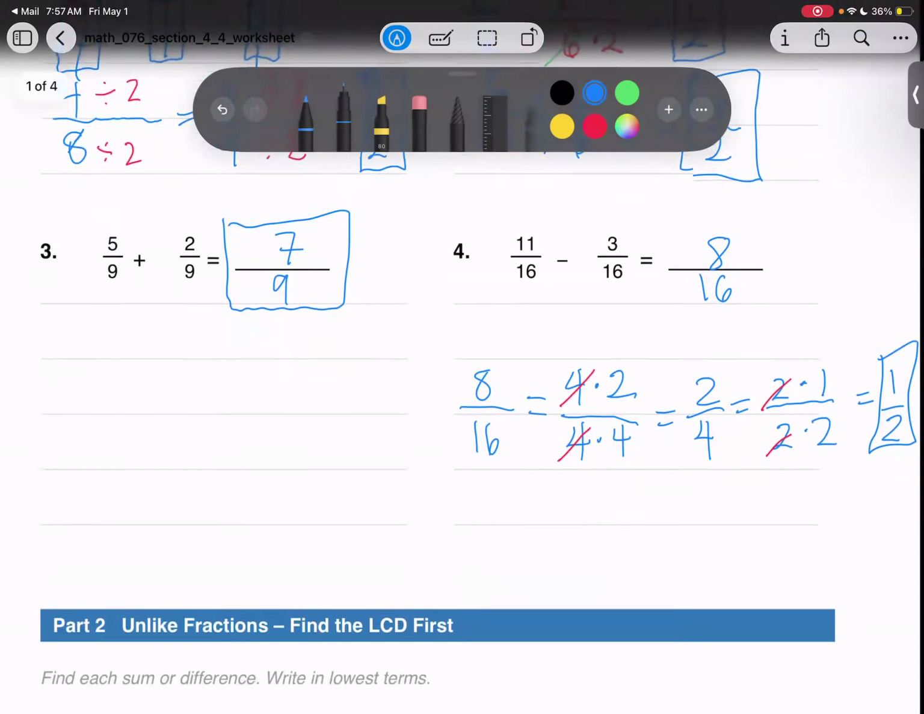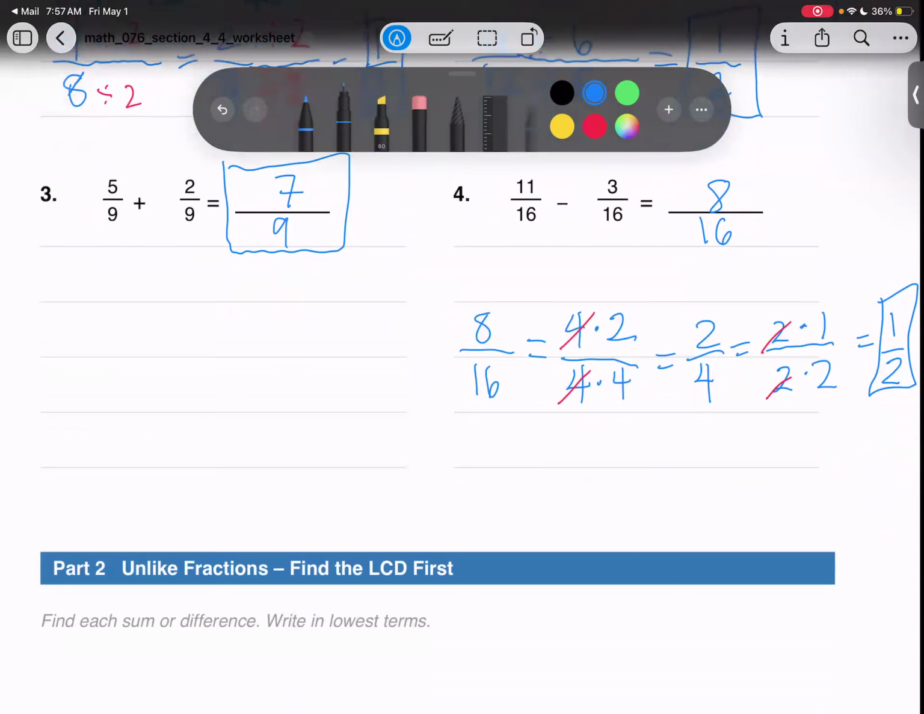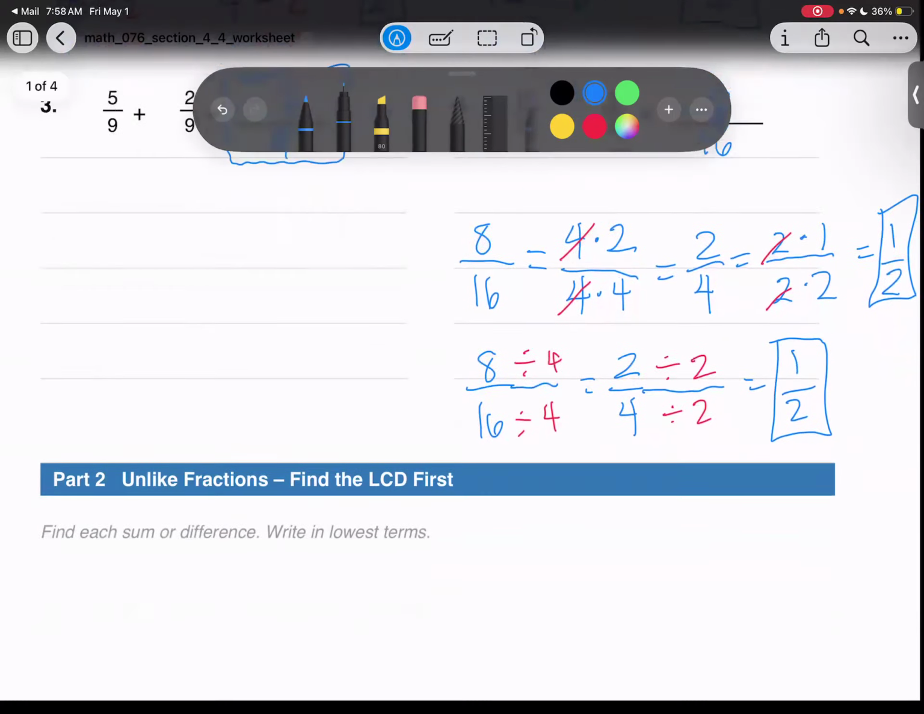And I also could look at this and say 8/16. And I could divide the numerator by 4, divide the denominator by 4, and I'm left with 8 divided by 4 gives me 2/4. I'm in the same situation where I have two even numbers, so I definitely could take out a 2. I could divide both the numerator and the denominator by 2. 2 divided by 2 is 1. 4 divided by 2 is 2. 1/2. Either way you do it, it's totally okay.